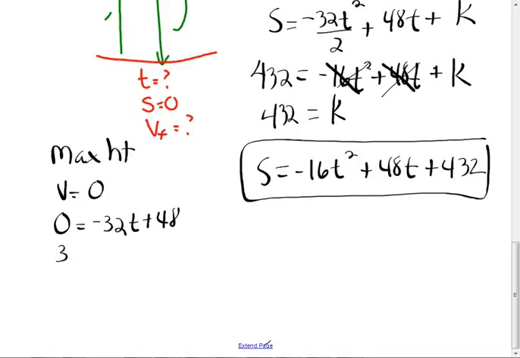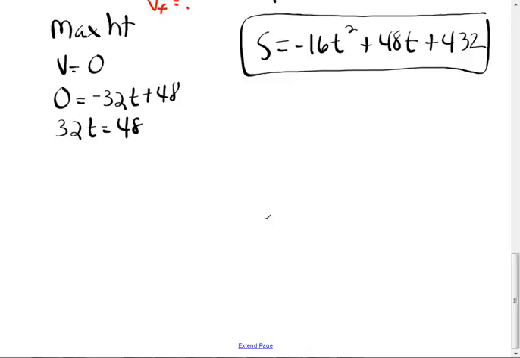So 32t equals 48. And this should be nice numbers, I'm hoping. And we divide by 32. What goes into 32 and 48? Without a calculator, 16. 16 goes into 48 3 times, and goes into 32 2 times. So my time is 1.5. And we're in seconds, right? So it takes a second and a half to get to the maximum height. So what is the maximum height? What are you going to do with this number?